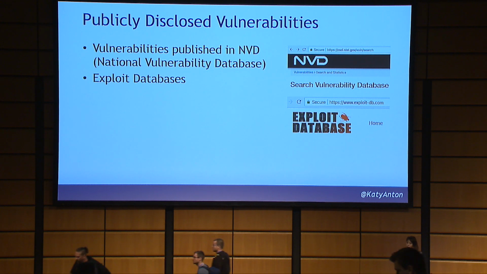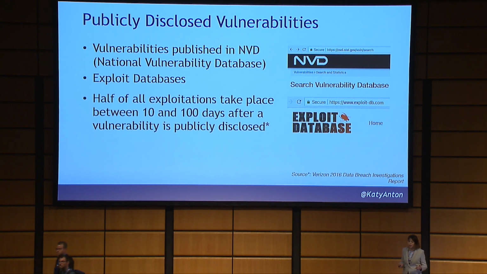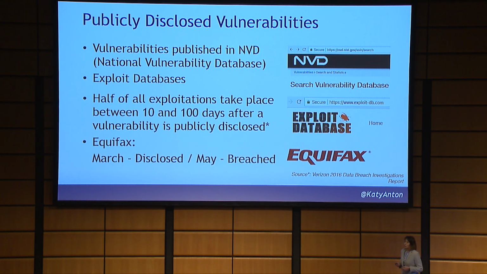In fact, half of the exploits take place between 10 and 100 days after the vulnerability was publicly disclosed. In the case of Equifax, which is one of the largest data breaches, affecting over 145 million people worldwide according to the latest number, the vulnerability was disclosed in March, and it took 2 months to breach Equifax.